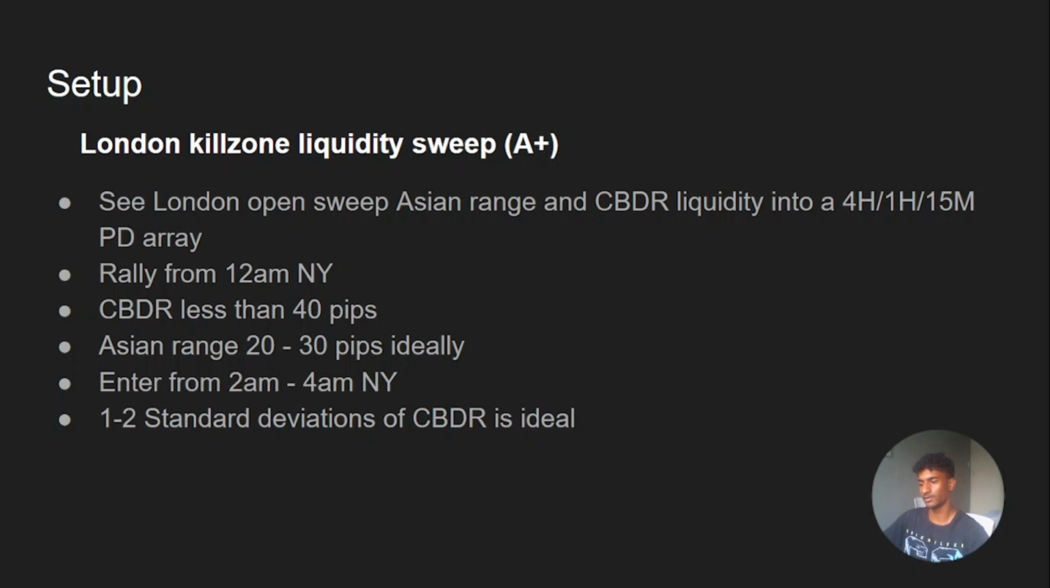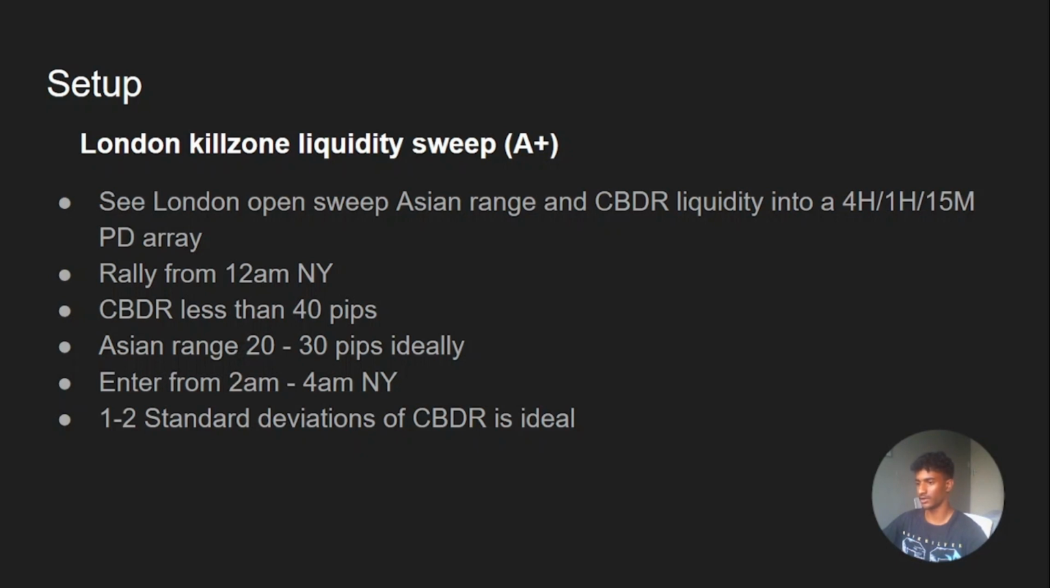So for this, my CBDR has to be less than 40 pips, Asian range 20 to 30 pips ideally, not more than 30 pips. So I want to enter from 2 a.m. to 4 a.m. New York. If I see price trading up into the order block and I'm seeing some reaction off of that just before London Open, so just before 2 a.m., or I had a limit order there and price trades up into that order block as a reaction, it's okay, I can take that setup.